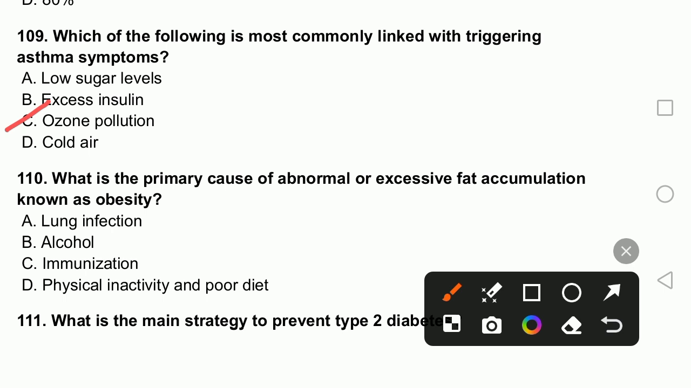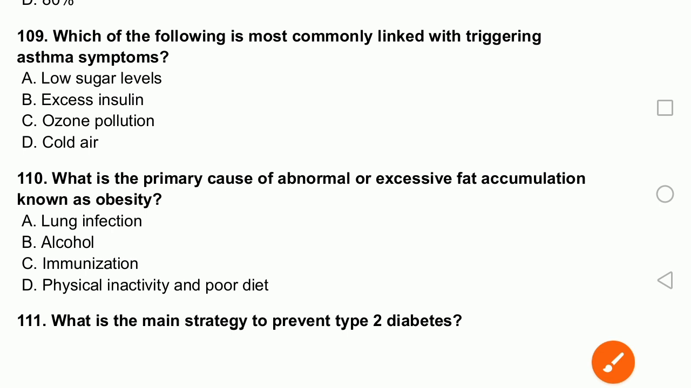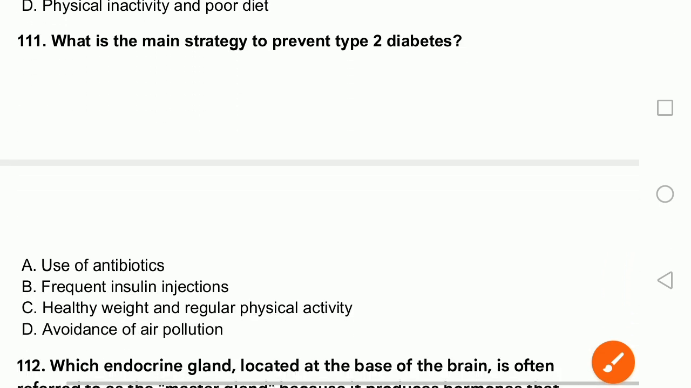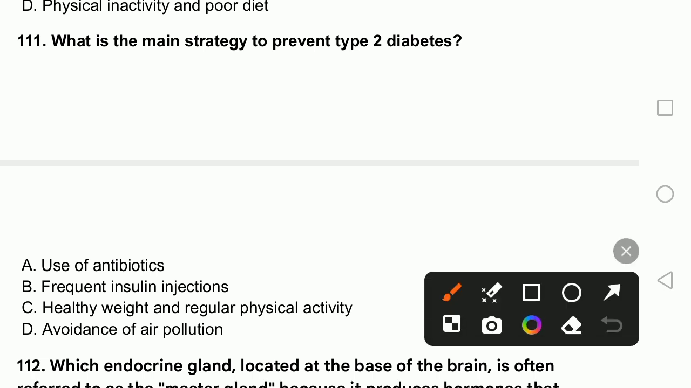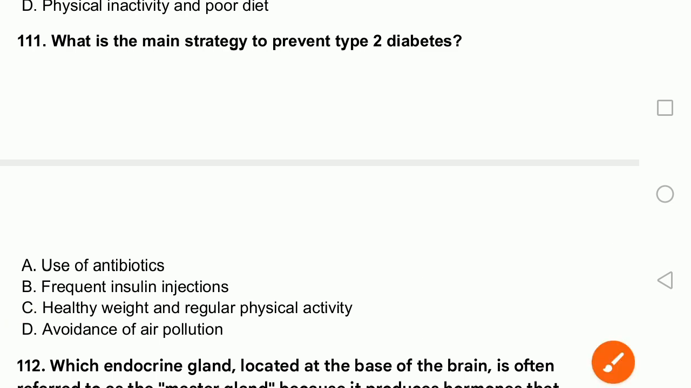What is the primary cause of abnormal or excessive fat accumulation, known as obesity? Physical inactivity in the workplace. What is the main strategy to prevent type 2 diabetes? Healthy weight and regular physical activity.